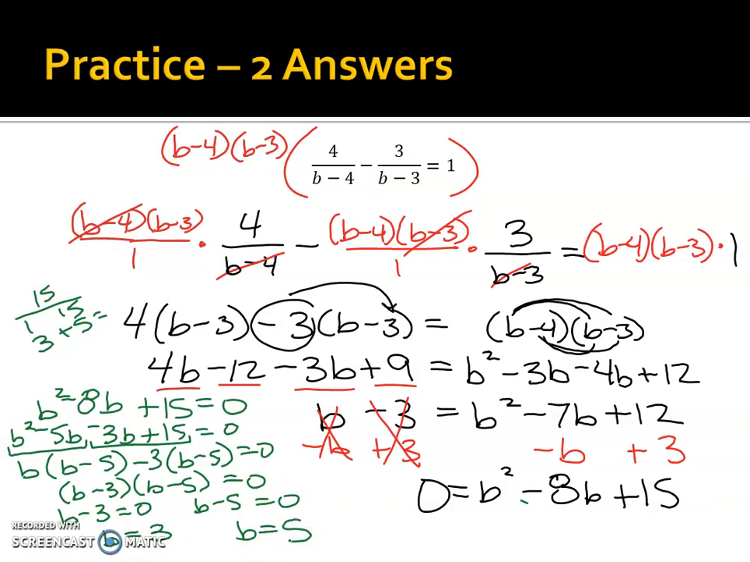Check. Does that work? Can b equal 3 and b equal 5? Well, b can definitely equal 5. Can b equal 3, though? Nope. B cannot equal 3. So that one actually doesn't have two answers. It just has the one. Okay? It cannot equal 3, but it can equal 5. Okay? And that is it.